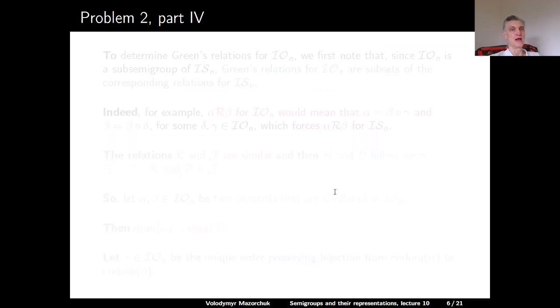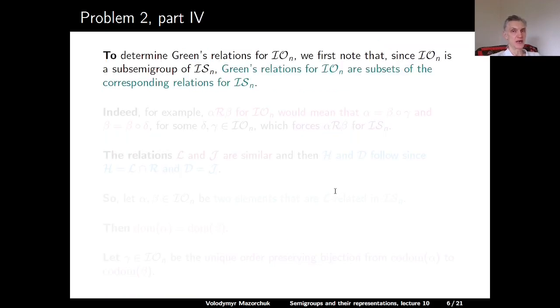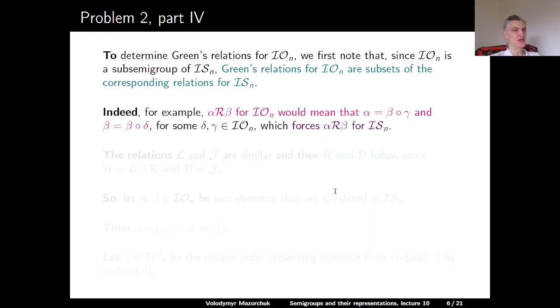To determine Green's relations for ION, let us first note that since ION is a subsemigroup of ISN, then Green's relations for ION are subsets of the corresponding relations for ISN. So indeed, if we have that alpha and beta are R-related in ION, this means that alpha is equal to beta after gamma, and beta is equal to alpha after delta for some delta and gamma in ION.